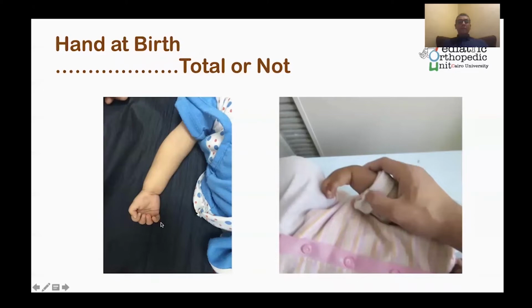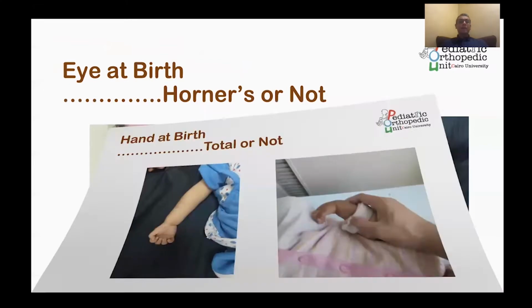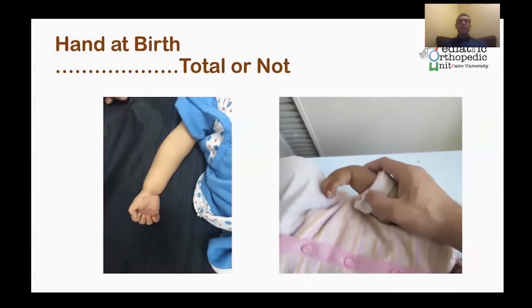Looking at the hand can differentiate immediately between total and partial injury. Looking at the hand, if there is no mobility, no flexion of the fingers, or an intrinsic minus posture, this is diagnosed as total brachial plexus palsy. But if there is a good hand, this is not total brachial plexus palsy.